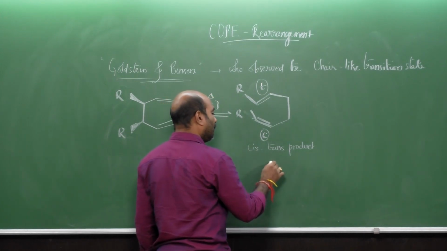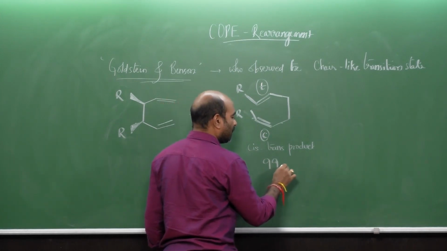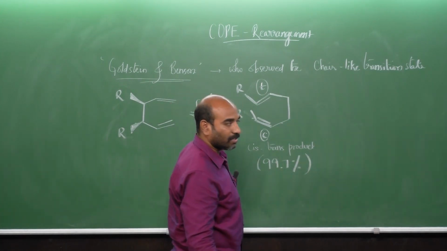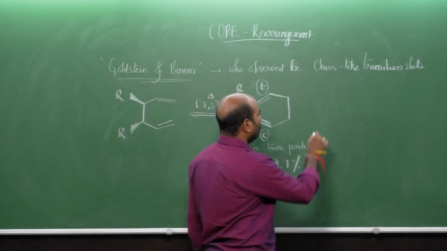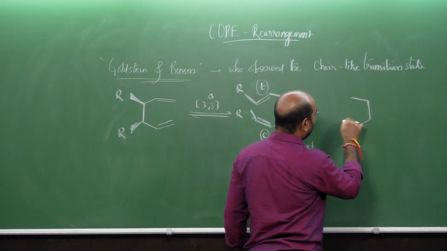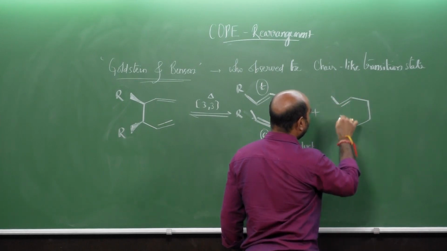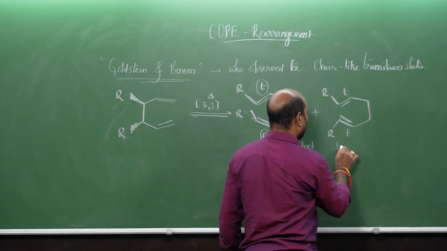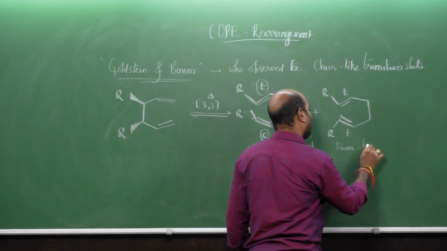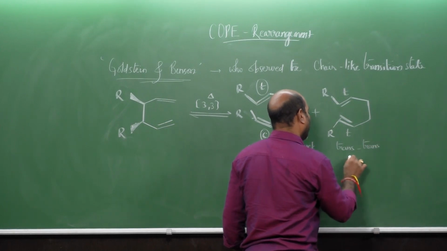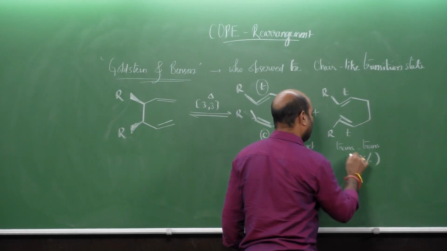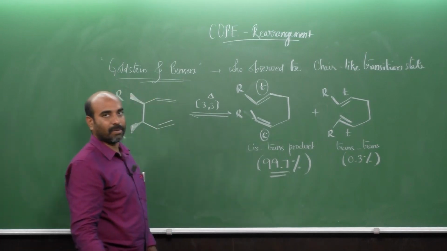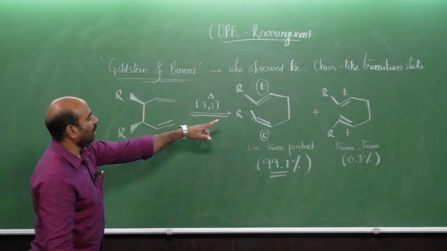Right? And the percentage of this is 99.7%. So the yield percentage of this one is 99.7%. To a minor extent, the remaining 0.3%, you can see this trans product. This is trans and this is also trans. So a trans-trans product will be only 0.3%, while a cis-trans product is about 99.7%.